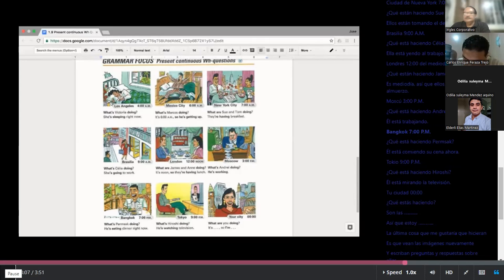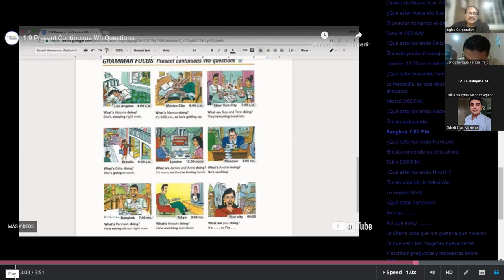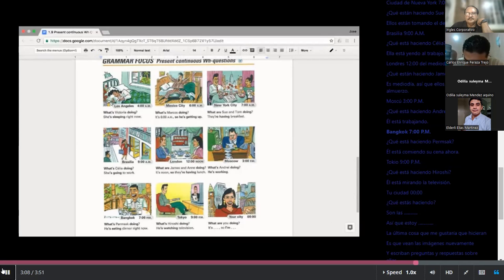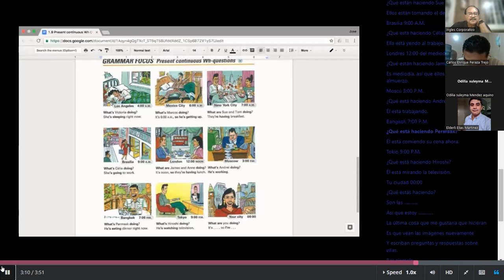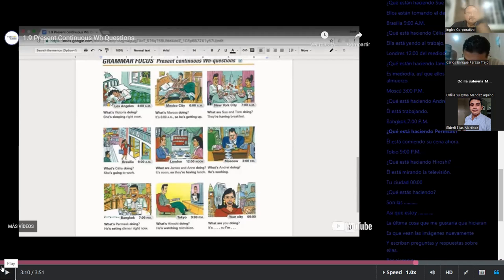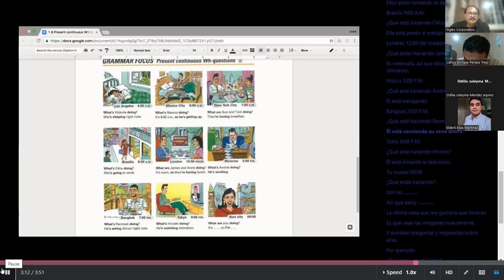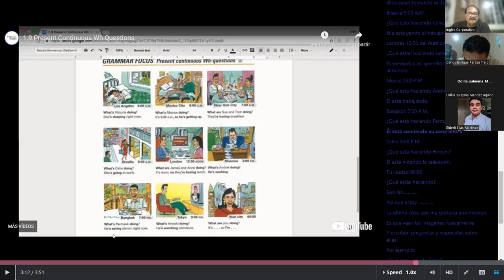Bangkok, 7 p.m. What's Permsak doing? He's eating dinner right now. Okay, this is another expression that you can use, having or eating.